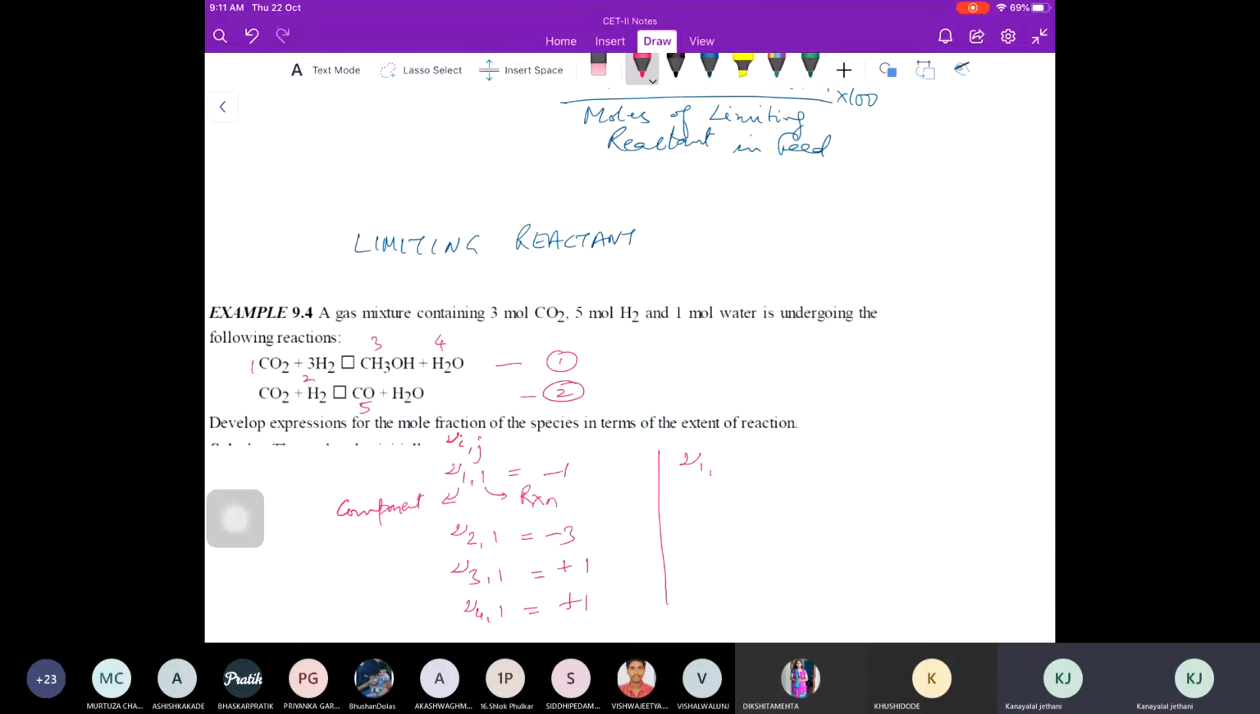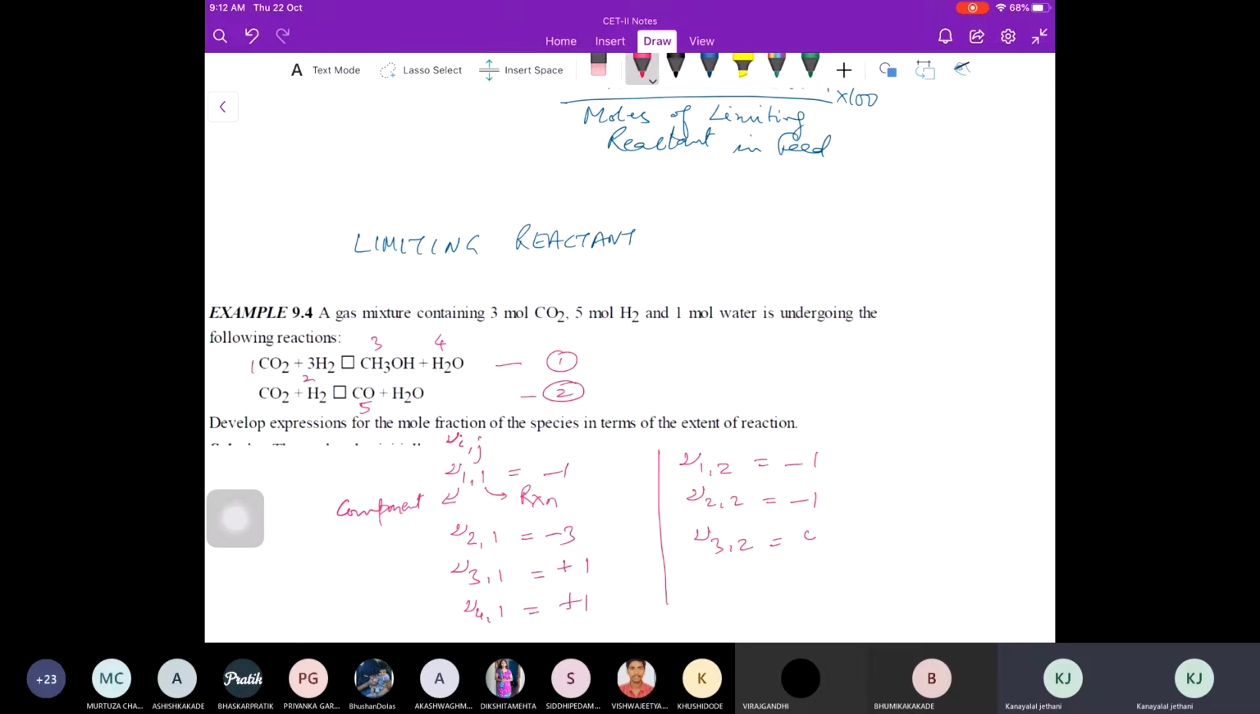Nu 1 in the second reaction is how much? -1. -1. Nu 2 in the second reaction is how much? -1. Nu 3 in the second reaction is how much? Component 3 is the same for both the reactions. You have to remember that. Numbering has to remain the same. Nu 3 is what? 0. 0.